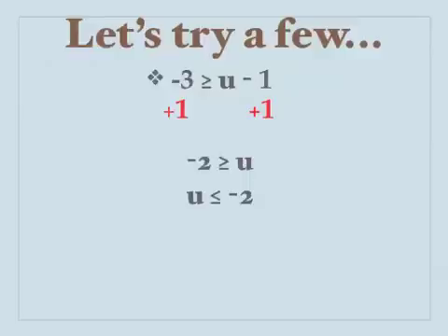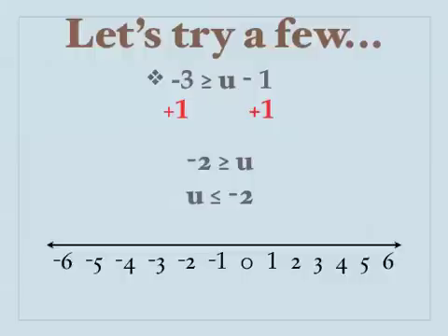Now, when I have u is less than or equal to -2, I'm ready to graph it on a number line. So I have my number line. I need a closed circle at -2. And I need to shade to the left in this situation because the numbers to the left of -2 are less than -2.